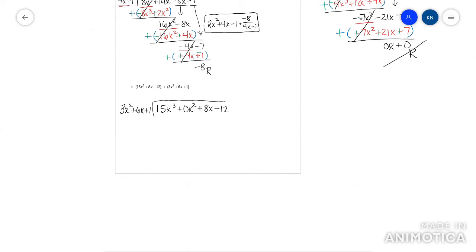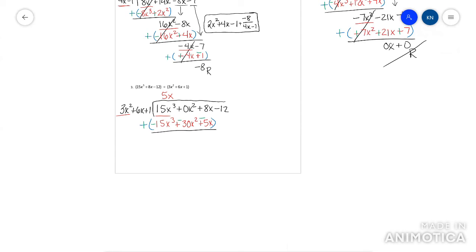All right, same process. First term divided by first term. 15x cubed divided by 3x squared is 5x. Distribute a 5x to everything. So that's going to make 15x cubed plus 30x squared plus 5x. All right, you have to subtract this whole thing. Distribute that minus sign and change the signs.